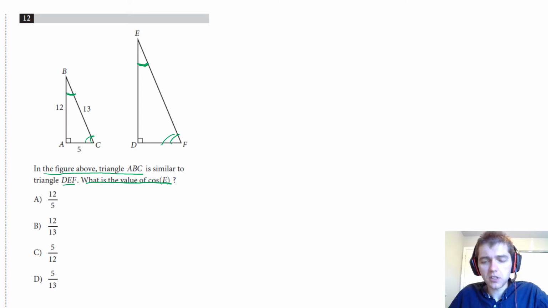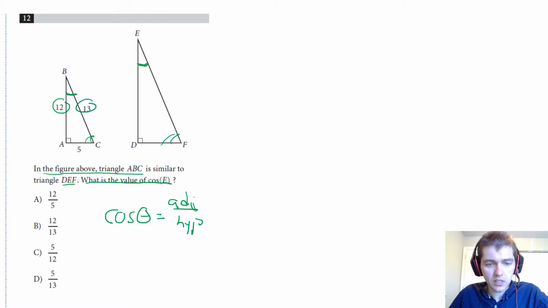At this point, what they're testing you on is knowing that cosine of the angle is equal to adjacent over hypotenuse. You may have learned this as SOHCAHTOA, where C is equal to A over H. And at this point, this angle is the same as this angle, so you have adjacent of 12 over hypotenuse of 13, which is answer B.